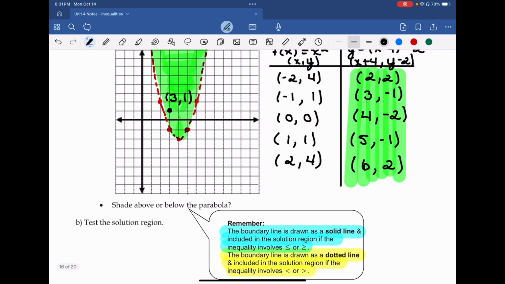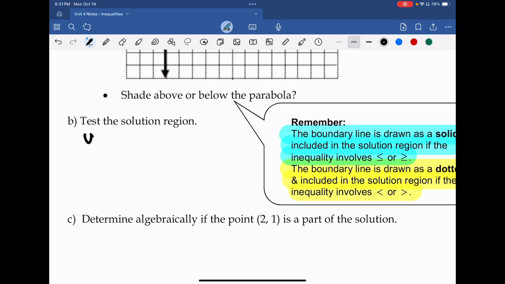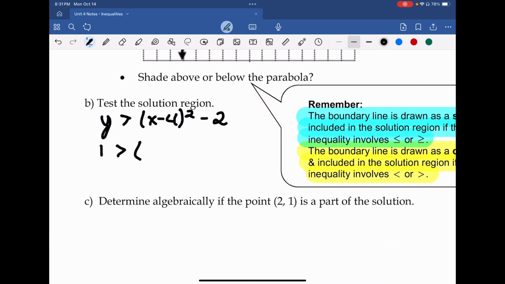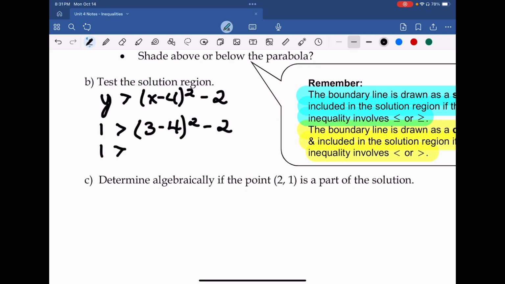When I go down here, we're going to take that original inequality, which was y is greater than (x minus 4) all squared, and then minus 2. I'm going to plug in the x and y. My y value in this point up above was 1 for our test point. So we're going to go 1 is greater than the x value, which was 3, minus the p value 4, all squared, minus 2. This is going to give us 1 is greater than 3 minus 4 squared, which is 1, 1 minus 2. Therefore, this is going to give us 1 is greater than negative 1. Yes, this definitely is true. This works. So this is a solution. 3, 1 is a solution.